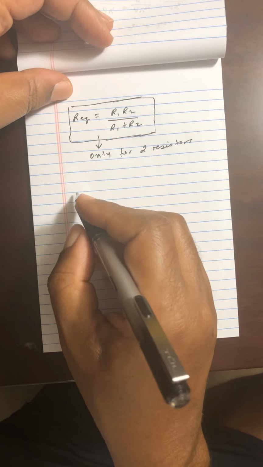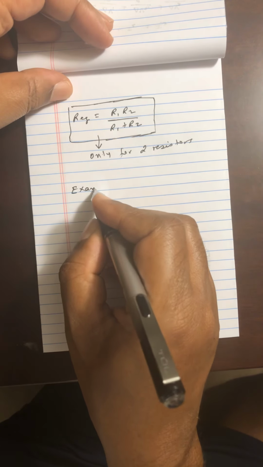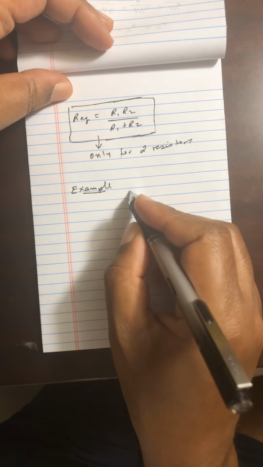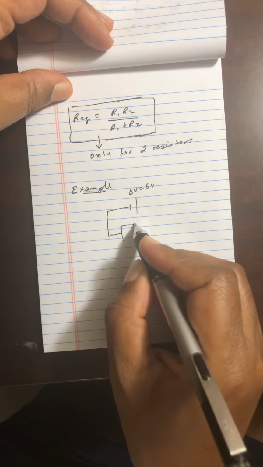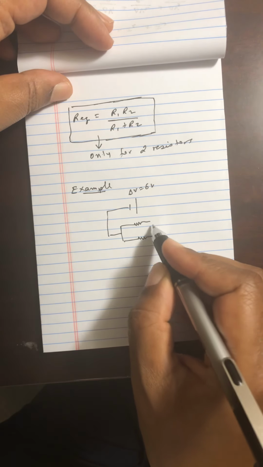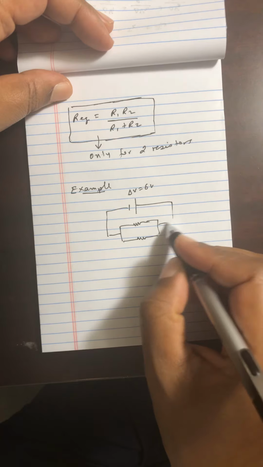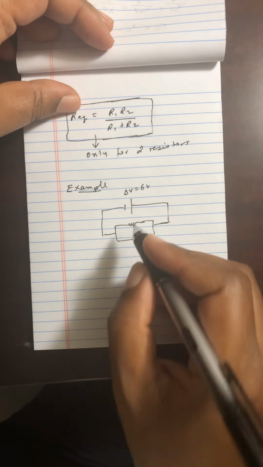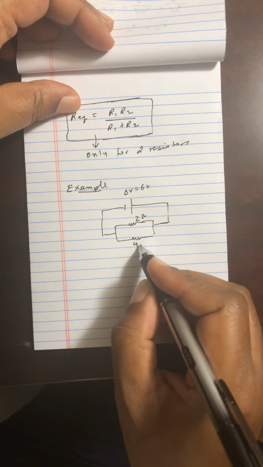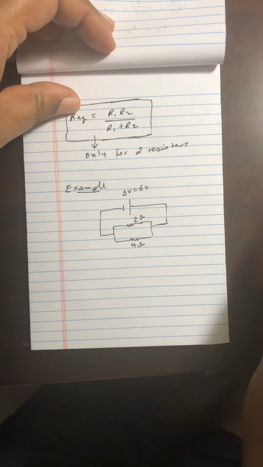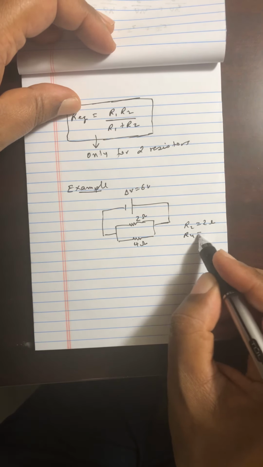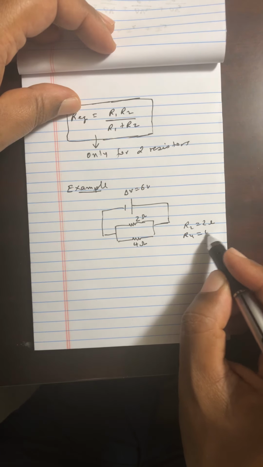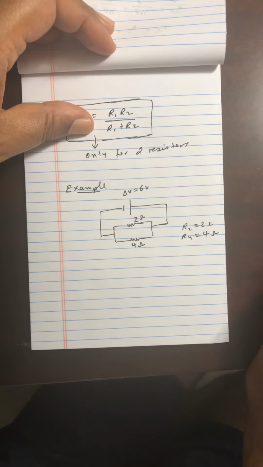All right, let's consider an example. Suppose we have, let's say, a 6-volt battery over here connected to 2 resistors in parallel. Let's say this is a 2 ohm resistor, and this is a 4 ohm resistor. So let's call this one R2, R2 equals 2 ohm, and let's call this R4, R4 equals 4 ohm. Okay, so let's ask some questions.